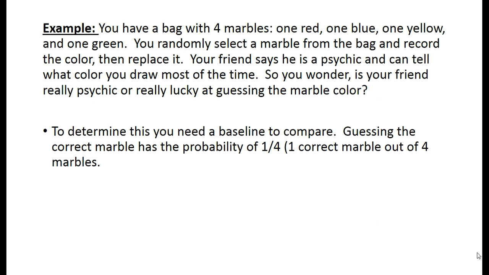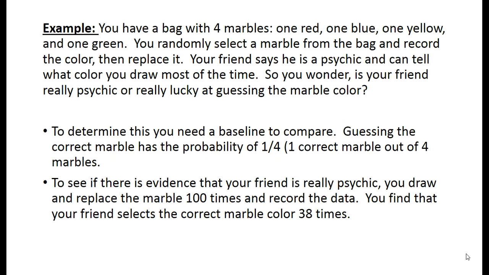Okay, so to determine this, we need to form some kind of baseline to compare. So guessing the correct marble, we have the probability of a fourth. Just our basic probability, we have 1 correct marble that we draw out of 4 total marbles in the bag. So we need to see if there's evidence that he's actually doing better than a fourth.